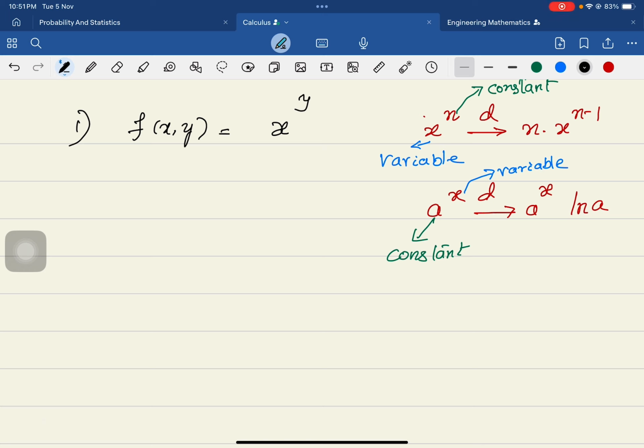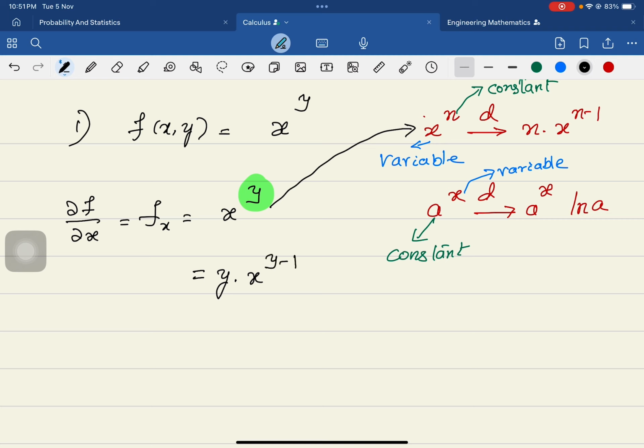Now let us find the partial derivative of f with respect to x, that is given by fx. What is the derivative of x power y? Now what is the constant here? In x power y, y is the constant, because we are differentiating with respect to x. When the power is a constant, the formula which you have to use is y times x power y minus 1. Because in the place of n you have y, since y is a constant.